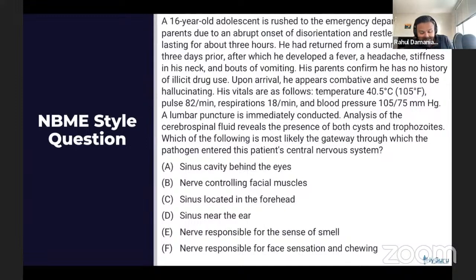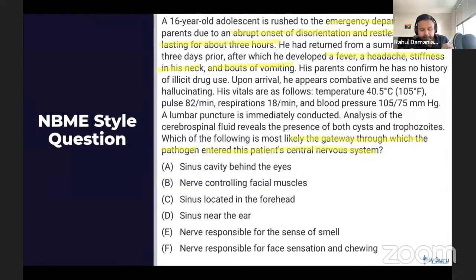All right. Which of the following is most likely the gateway through which the pathogen entered this patient's CNS? A 16-year-old adolescent is rushed to the emergency department by his parents due to an abrupt onset of disorientation and restlessness lasting for about 3 hours. He had returned from a summer camp 3 days prior, after which he developed fever, headache, stiffness in his neck, and bouts of vomiting. His parents confirm that he has no history of illicit drug use.